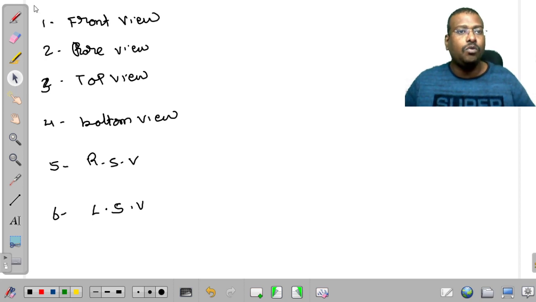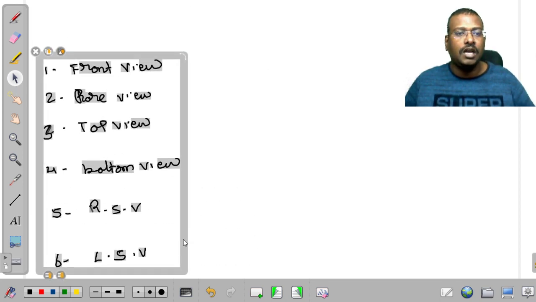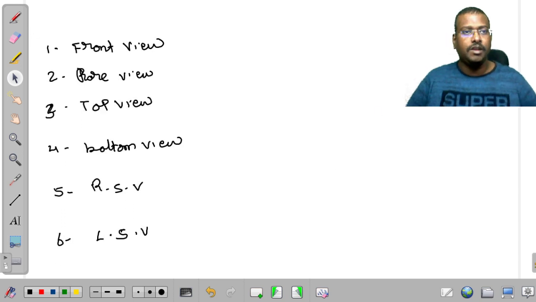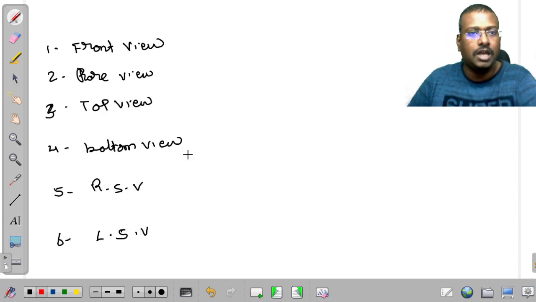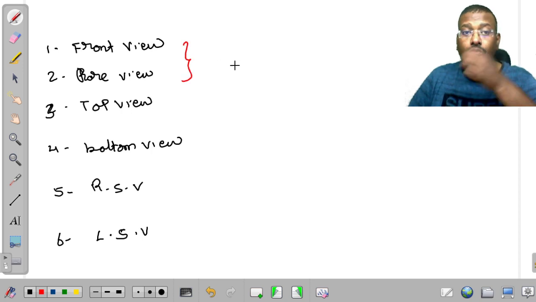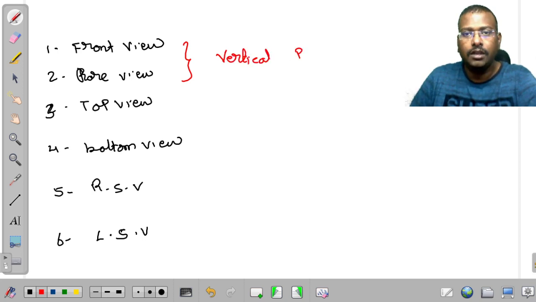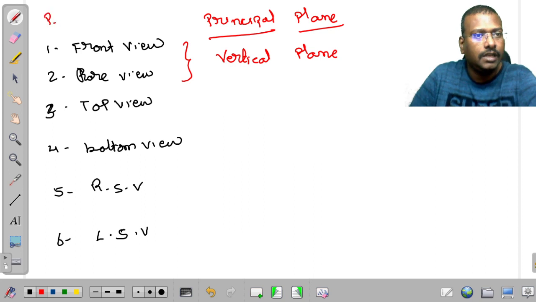Therefore, front view and rear view will fall on which principal plane? These two are going to fall on the vertical plane. This is called one principal plane. What are these six? Principal views.